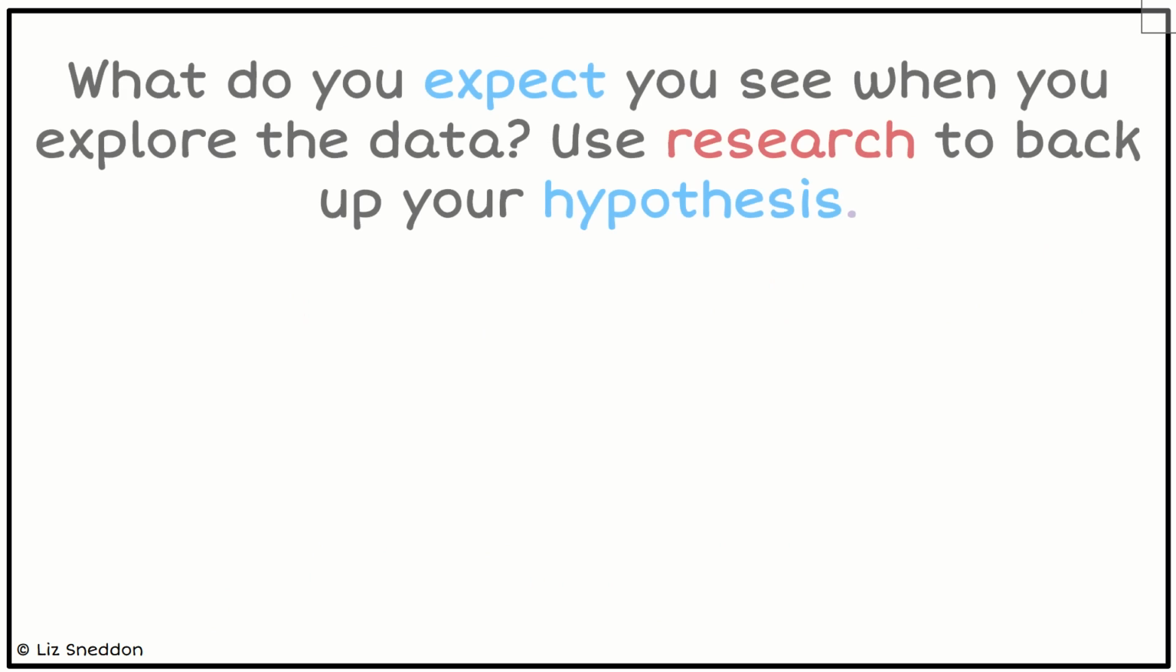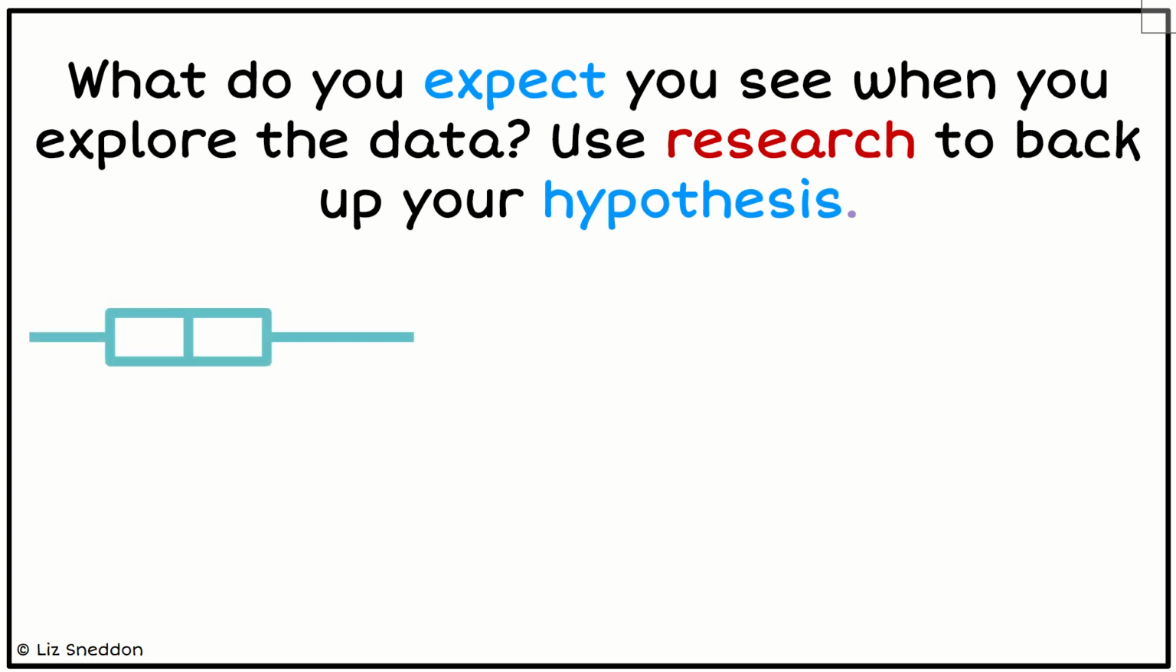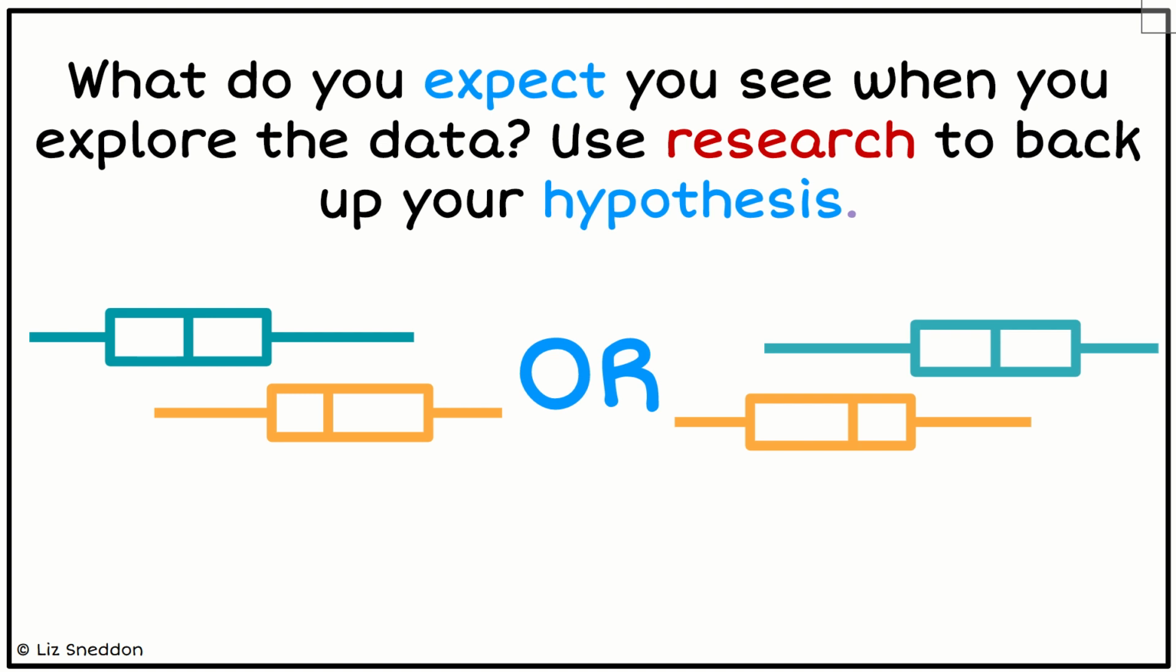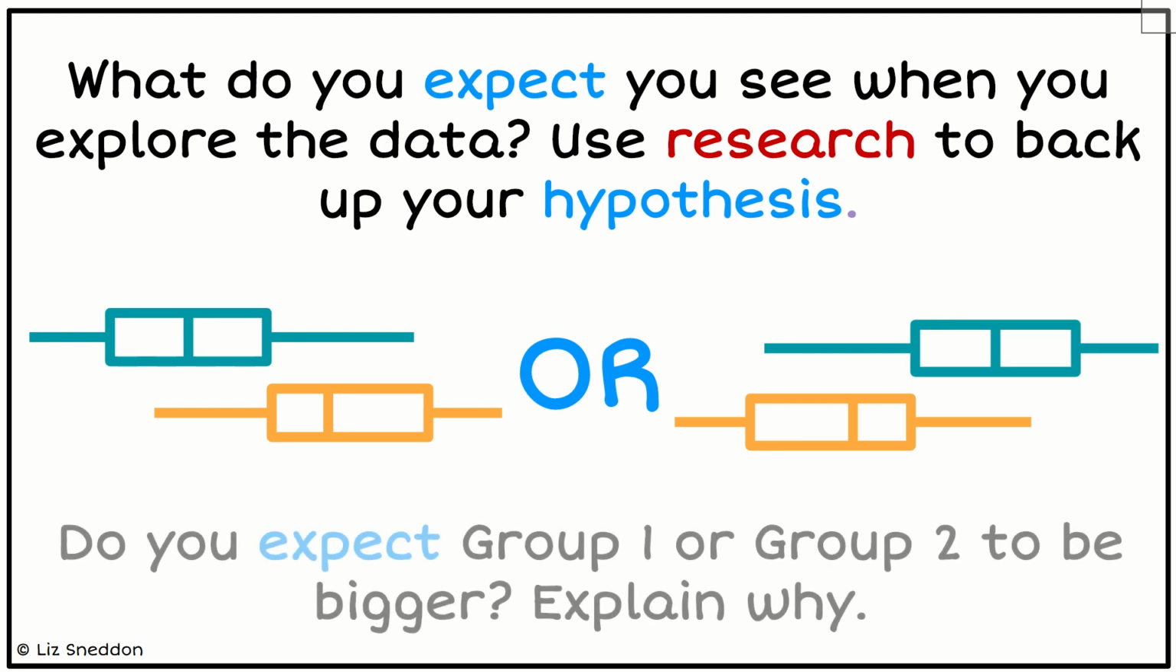So, the key thing that we want to think about is, before I go and look at my data, what is it that I expect I might find? And then I need to use research to back up why I might see this. So I need to think about, from my two groups that I'm comparing, which group might be higher, larger, smaller, taller, heavier, all of those kind of things. So I need to think about which group I'm expecting to be higher and why.